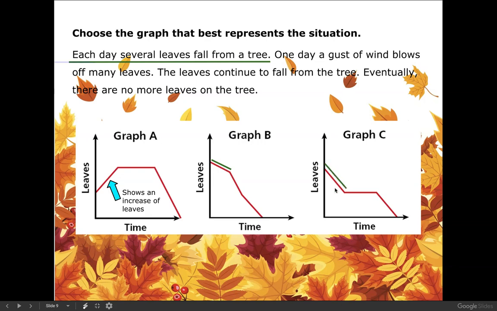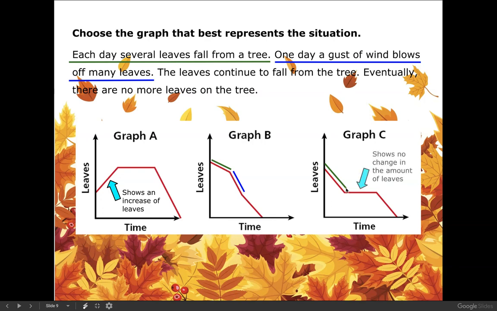Our next part says the gust of wind blows off many leaves. So if we're going to have a wind blowing off, that means more are going to fall. The amount of leaves is going to decrease. And notice that the rate of the graph changed, because the gust of wind is going to make more leaves fall off quickly versus just the beginning of the story where just some of the leaves were falling off. That gust of wind is going to blow off more leaves at a time.